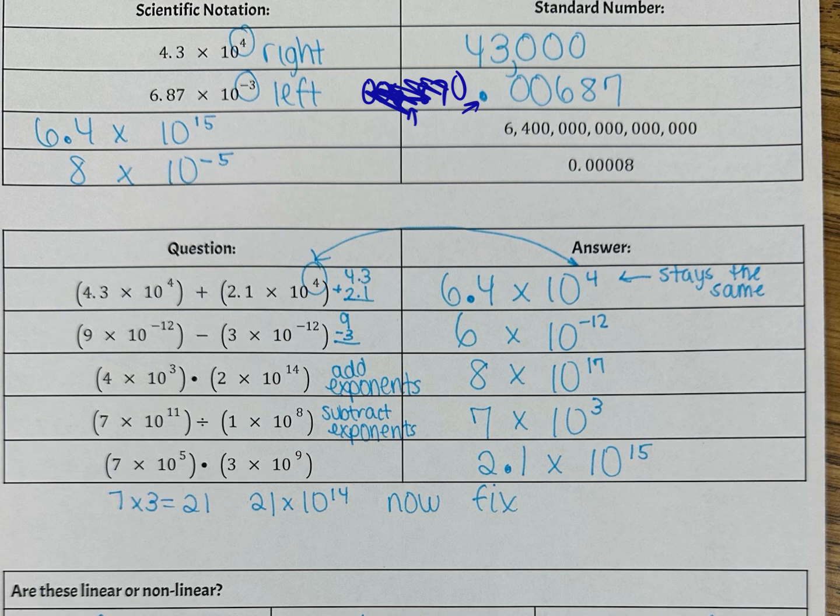Multiply the front numbers gives me 21. Add the tiny people gives me 14. Now I have to fix it. 21 is going to go down to 2.1. 14 is going to go up from 14 to 15.